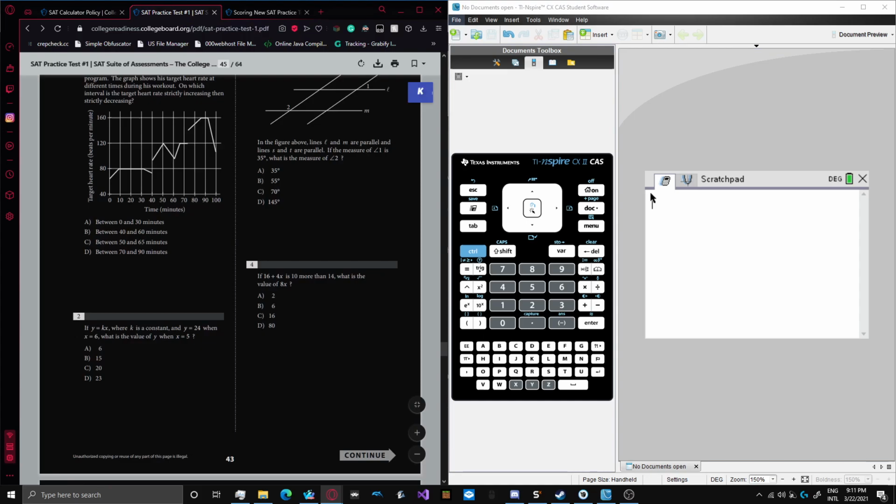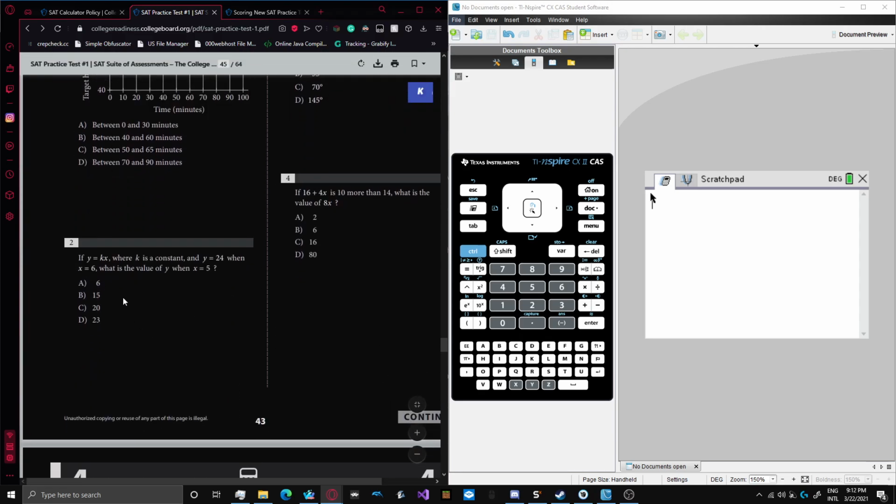And we're going to be doing number 2. If y equals kx, where k is a constant, and y equals 24 when x equals 6, what is the value of y when x equals 5? Yuck. Lots of information here. So let's go ahead and dumb this down just a little bit. I'm going to zoom in so we can kind of focus on this question more.